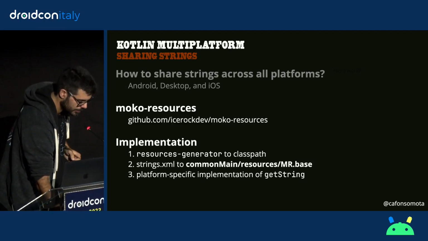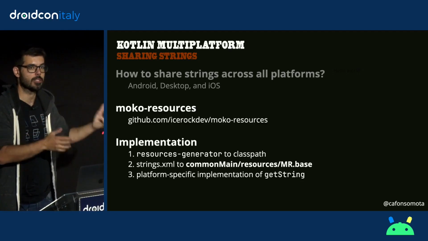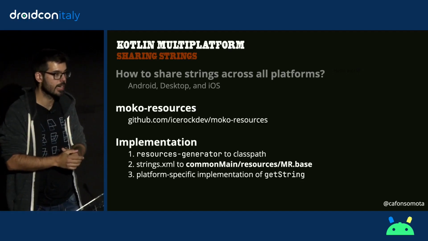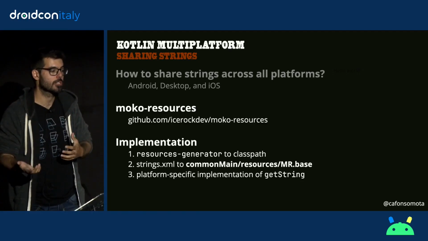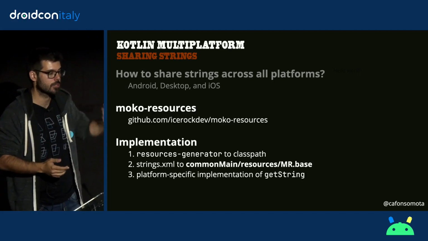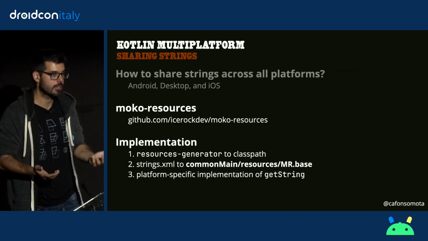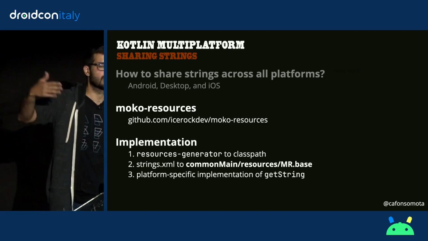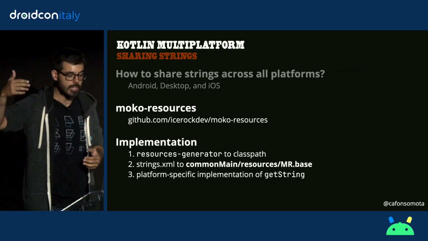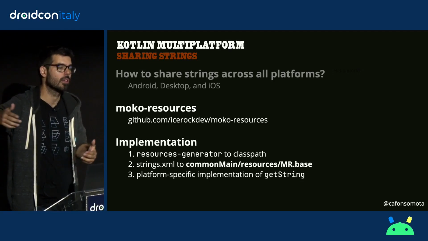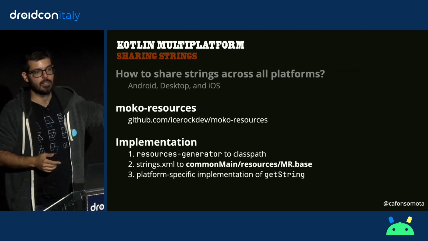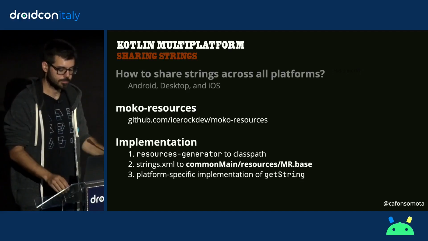Now you typically have the strings file under the res folder for Android. In this case, you need to have your strings file in the folder commonMain/resources/MR/base. If you also want to have Spanish, Italian, Portuguese internationalization strings, you just need to create a folder called es, it, pt, etc.